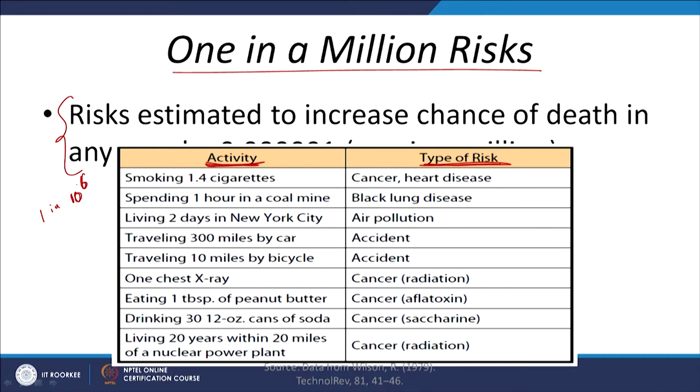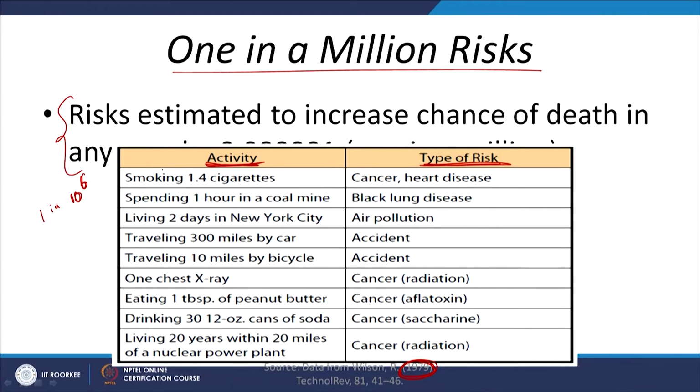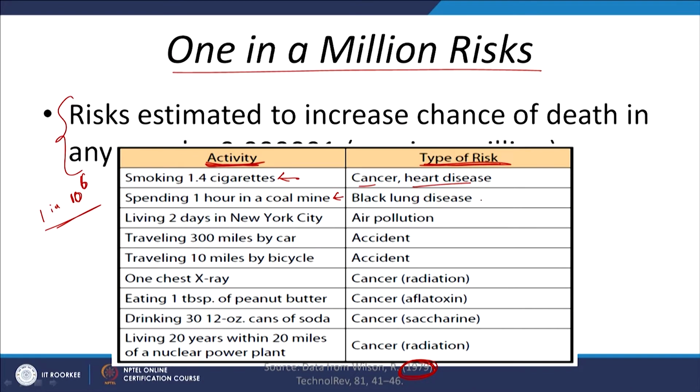Some of the aspects are slightly surprising. Keep in mind that this data is from 1979, so obviously the situation would have changed since then. But some of the aspects are not greatly surprising, as in smoking 1.4 cigarettes will lead to cancer or heart disease at 1 in 10 power 6 or greater. Nothing surprising in that. Or spending 1 hour in a coal mine will lead to black lung disease, again with risk equal to or greater than 1 in 10 power 6.